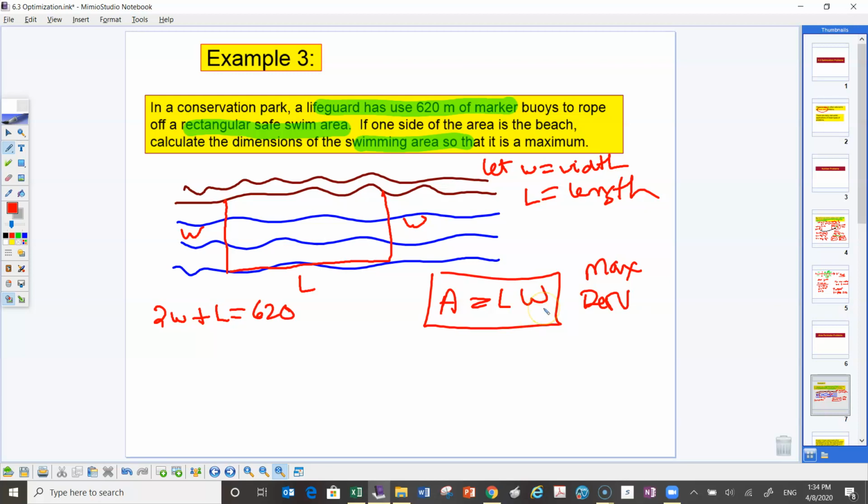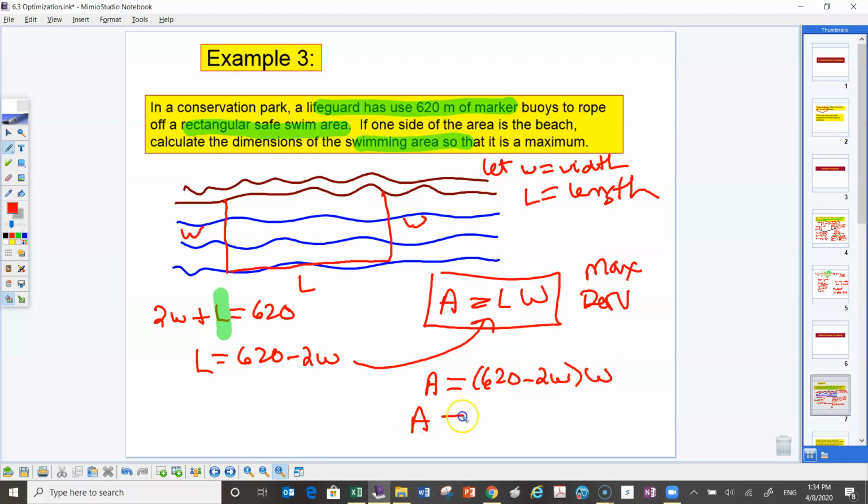Problem is I have two variables. If I look at my first equation, I can isolate L very easily. So I'm going to subtract 2W. I'm going to plug the 620 minus 2W in for L into that area equation. And this works out to be 620W minus 2W squared when I multiply those together.